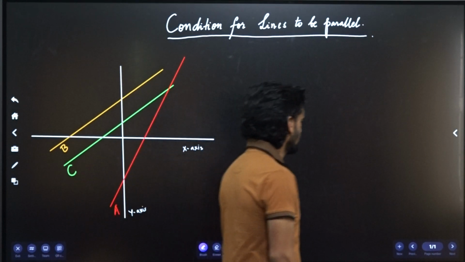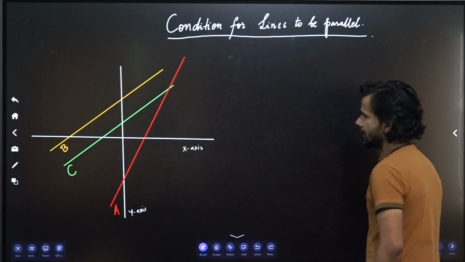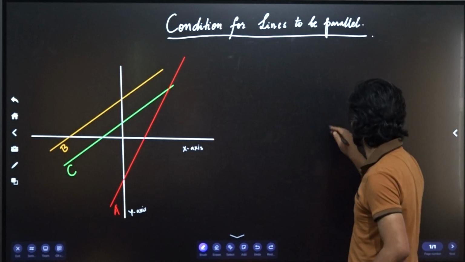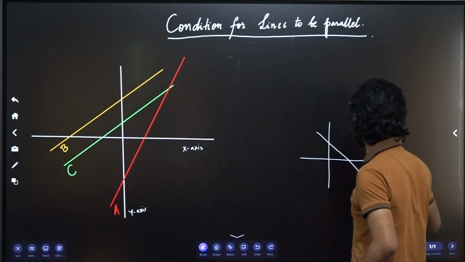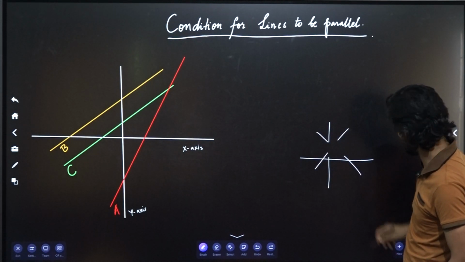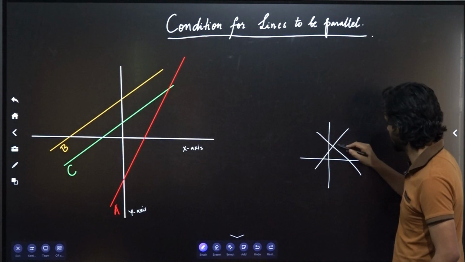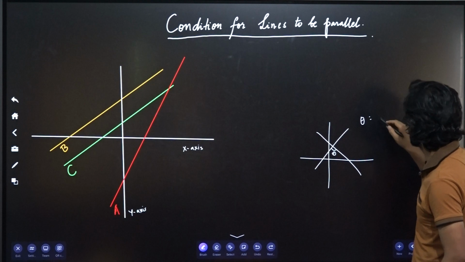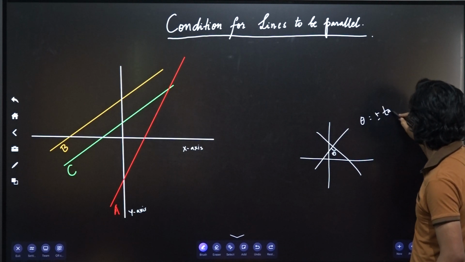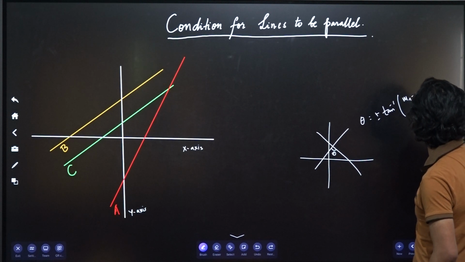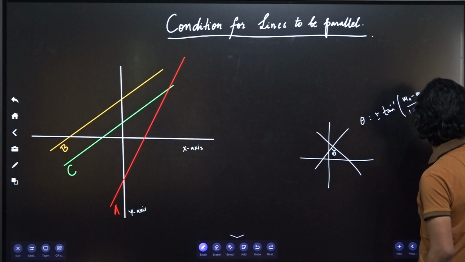So we know that if you want to find the angle between two lines, let's say you have two lines and the angle between these two lines is theta, then theta is given by plus or minus tan inverse of (m1 minus m2) divided by (1 plus m1 m2).